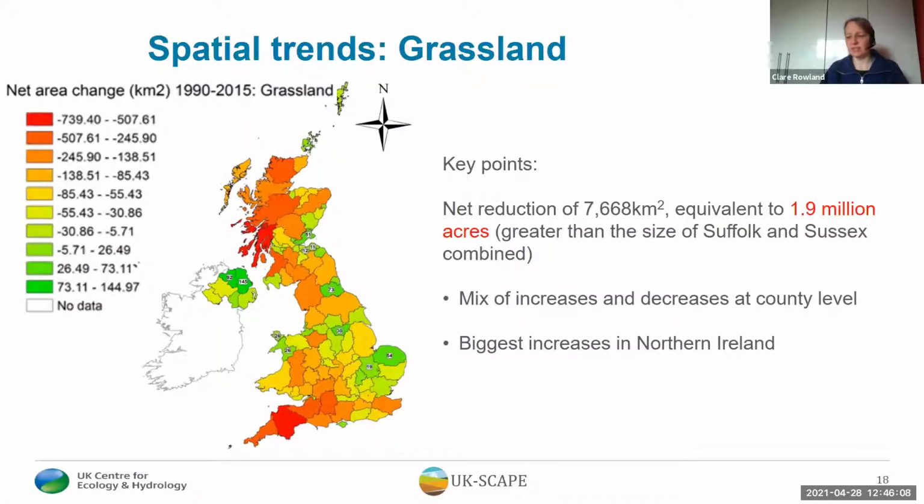Because it's a spatial dataset, we can look at the data spatially. So this shows the spatial trends in grassland. So the areas that are red have the biggest reductions, and the areas that are green actually have slight increases. So we see slight increases in Norfolk and some bits of Northern Ireland. But overall, we have this big reduction of almost 2 million acres, which is greater than the size of Suffolk and Sussex combined. And this kind of loss of grassland between 1990 and 2015 is probably the big change.